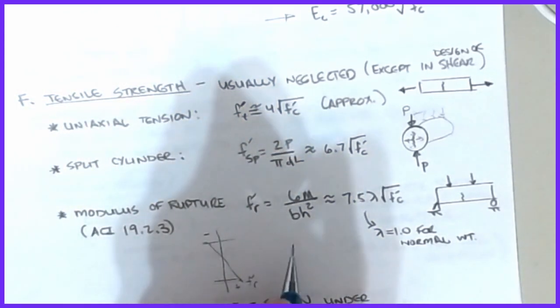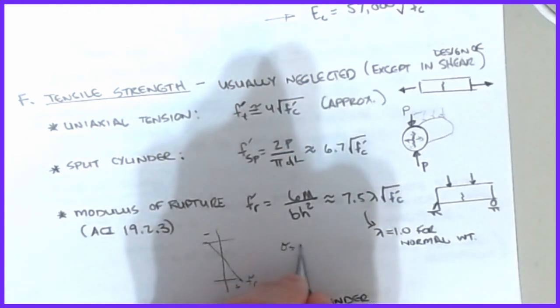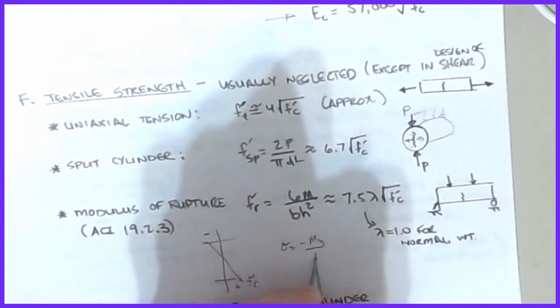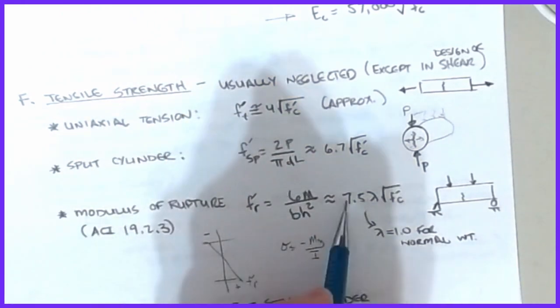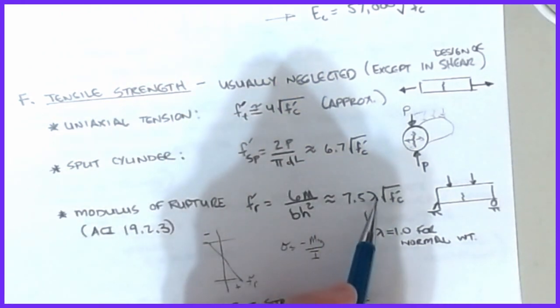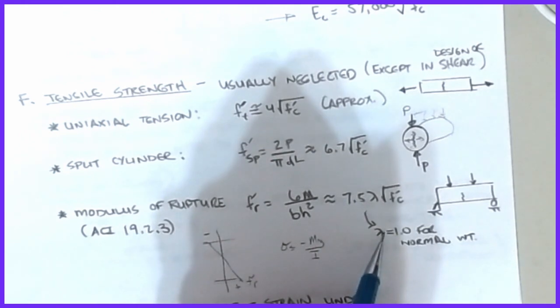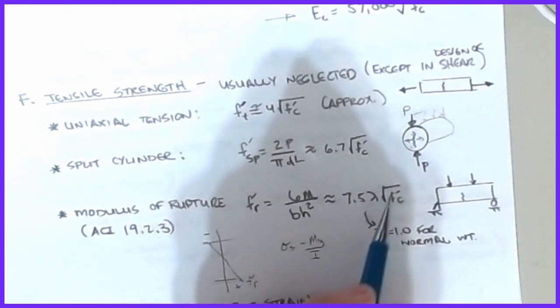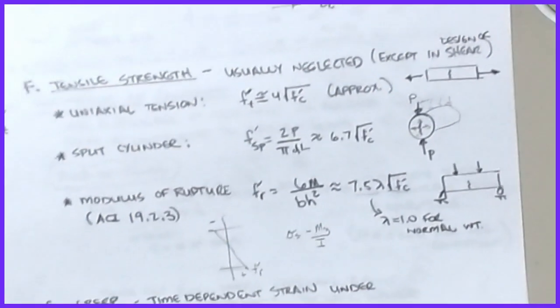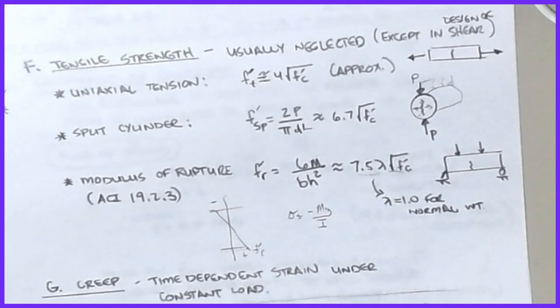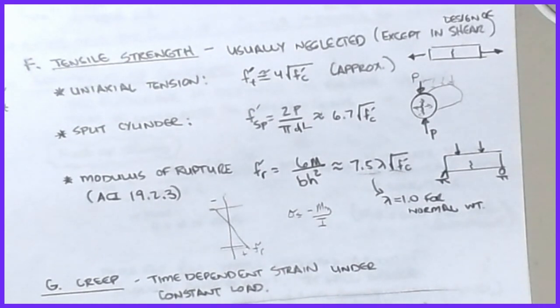So that's just a simple rearrangement of sigma equals minus My over I again. And we're going to take that modulus of rupture estimate as being 7.5 times lambda, which is a correction factor for lightweight concrete. For normal weight, lambda is taken as 1.0, times the square root of f'c. So 7.5 root f'c will show up over and over and over in a lot of our calculations.